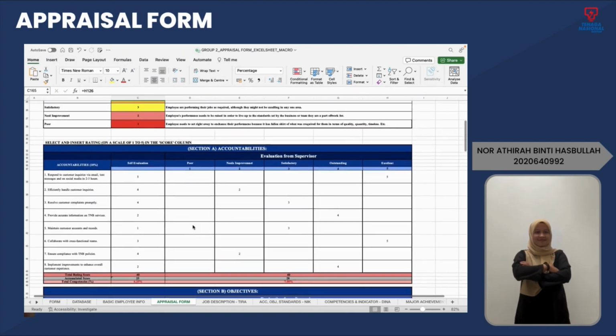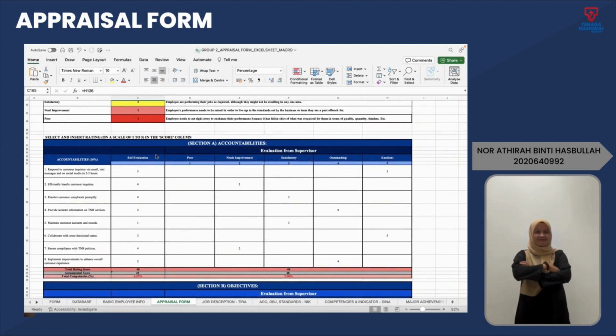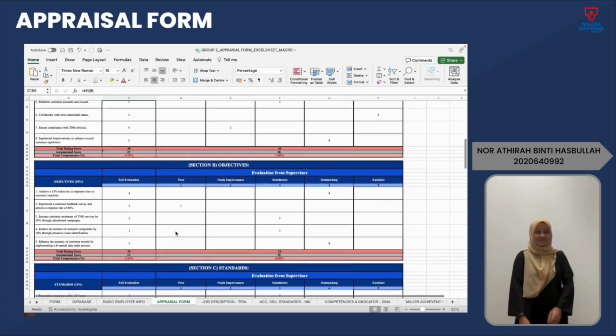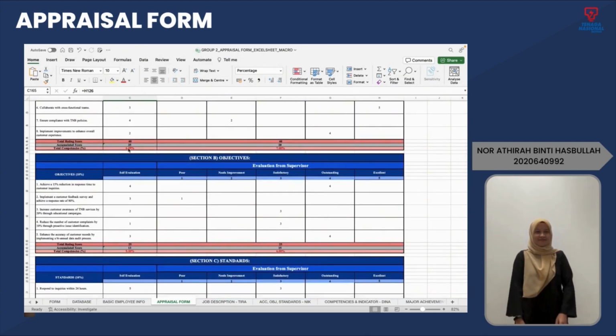This is section A, where the reviewer will assess the accountability of the employee. This section constitutes 10% of the total. There are 8 aspects to consider, and the self-evaluation in this section is filled out by the employee to provide their perspective. To get the percentage below, please wait until this video is finished, as it will be explained in the next slide.